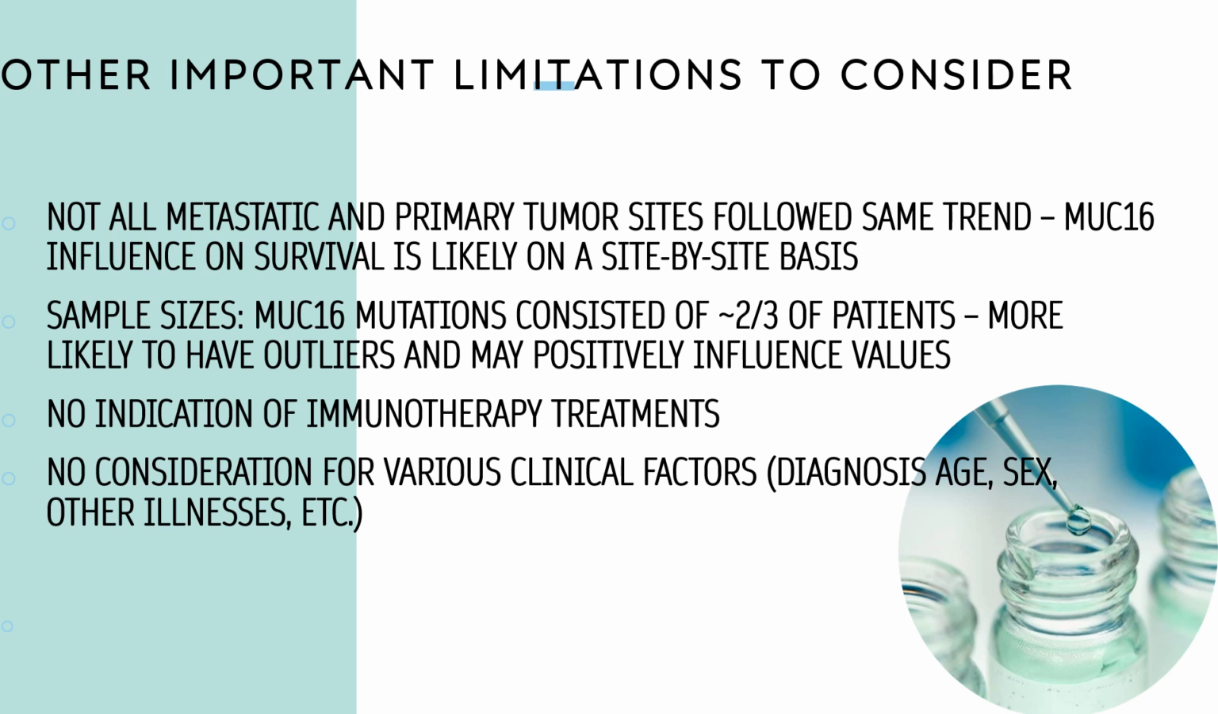Patients with the mutated MUC16 gene had a better survival rate, and those without actually had a much larger death rate. So we can't really treat all metastatic and primary tumor sites the same. It might be more effective to work on a site-by-site basis when analyzing these.